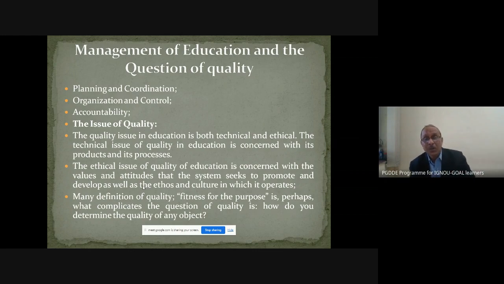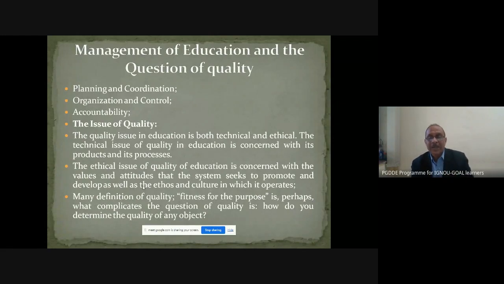What is the ethical issue in this? The ethical issue of quality of education is concerned with the values and attitudes that the system seeks to promote. What do you want to teach to your students in our country, what values, what vision, what culture do you want to develop? This is the ethical issue of education. One is technical. There are many definitions of quality.